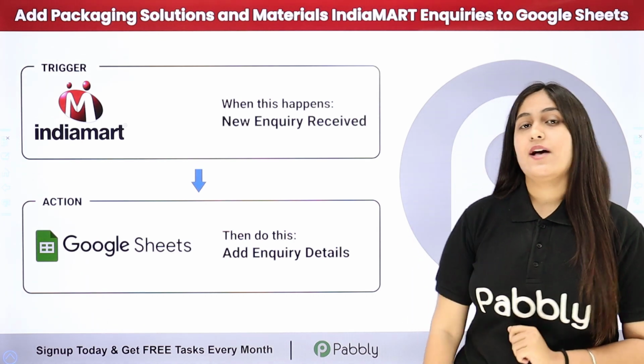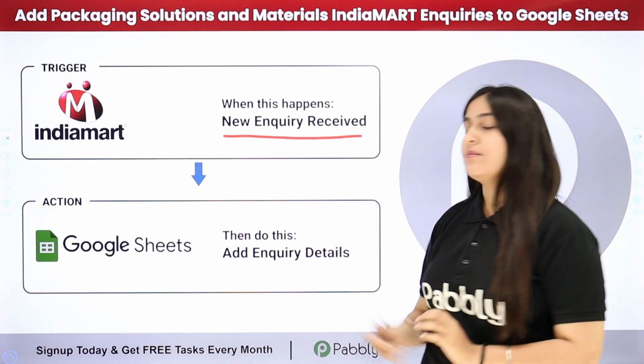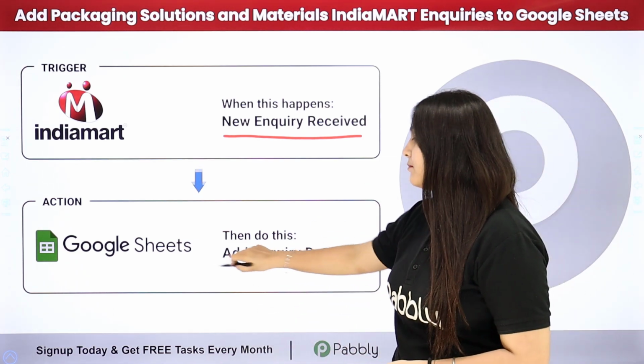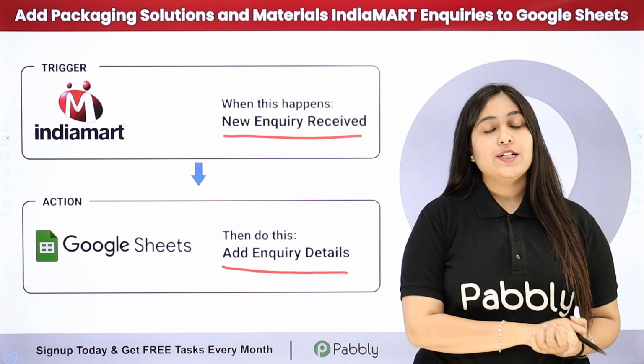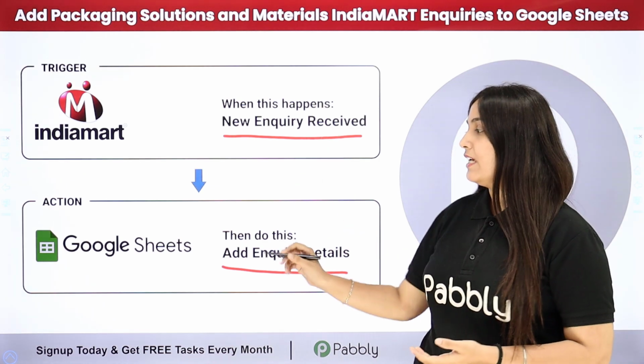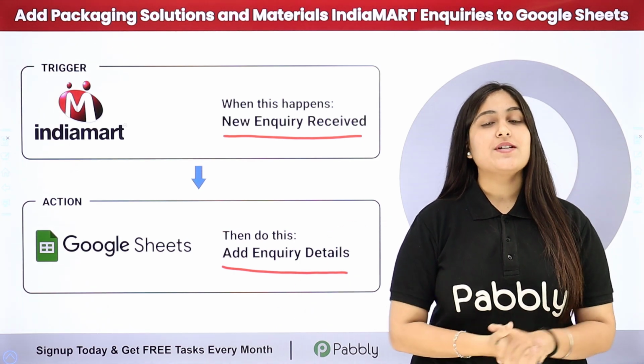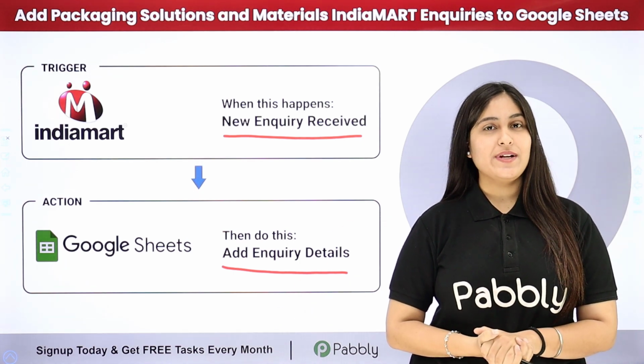So now here in this case I want that whenever I receive a new inquiry on my IndiaMART account, then automatically that lead details and the inquiry should be added in my Google Sheets as a new row. So here to build this connection, I need to connect these applications using an automation software named as Pabbly Connect. So to learn this process step by step, let me take you to my screen.